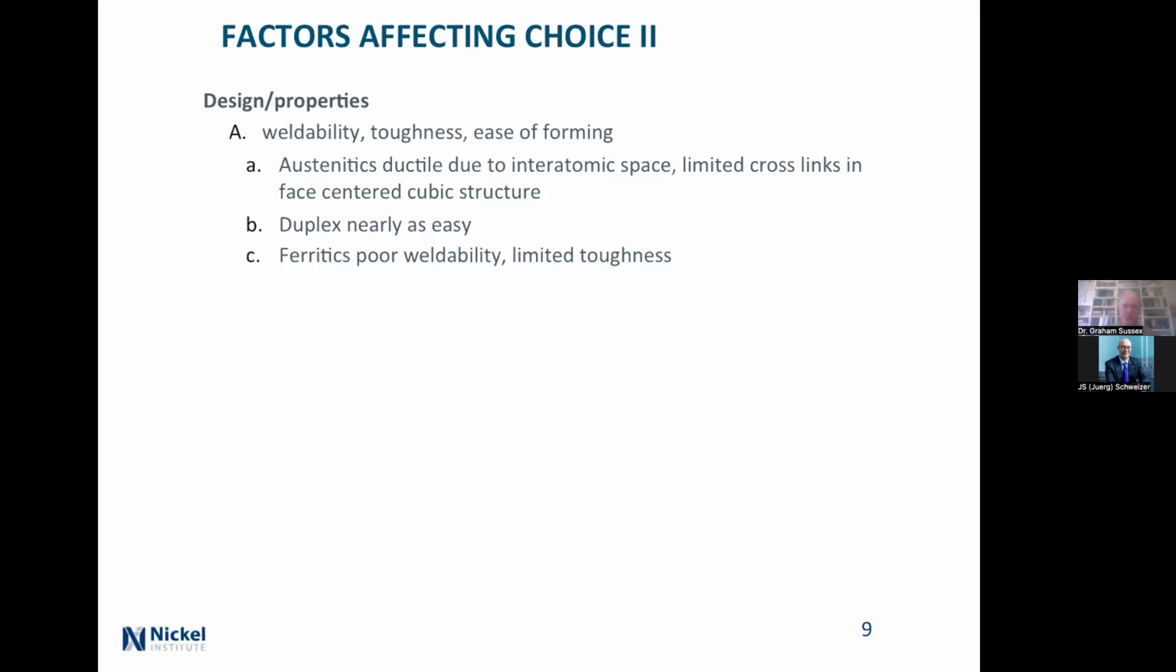The ferritics in particular have fairly poor weldability. You have to be very careful if you're welding them: very clean, very good gas control. And also they have limited toughness. If you go down to low temperatures, they get brittle, just like carbon steel does.